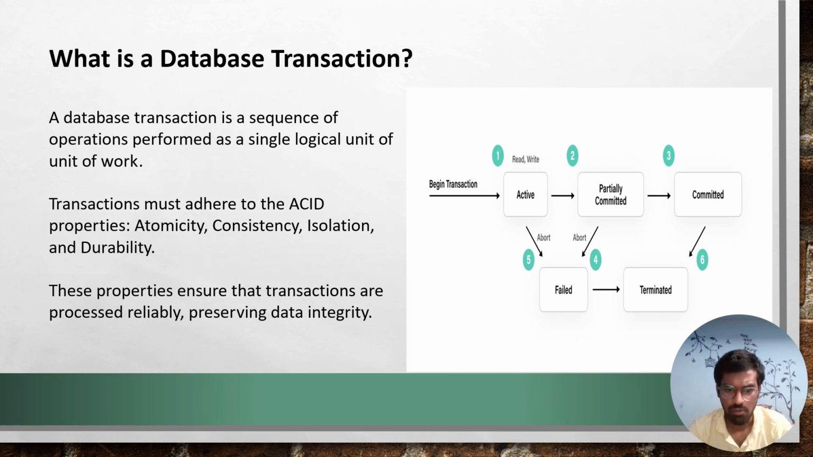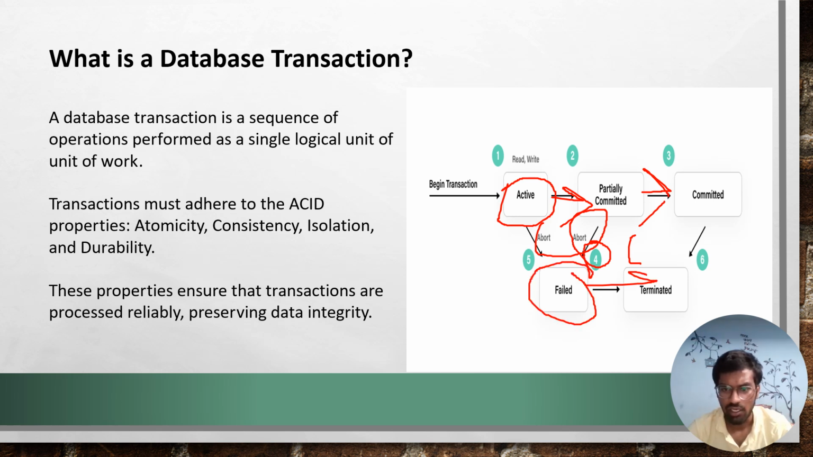Here we have to explain where active is done. After it is partially committed, it comes to committed, which is the final state of the transaction. In the case where there is any abort or any delay, it goes to failed, then it terminates and is reprocessed again. Okay, this is the main topic.